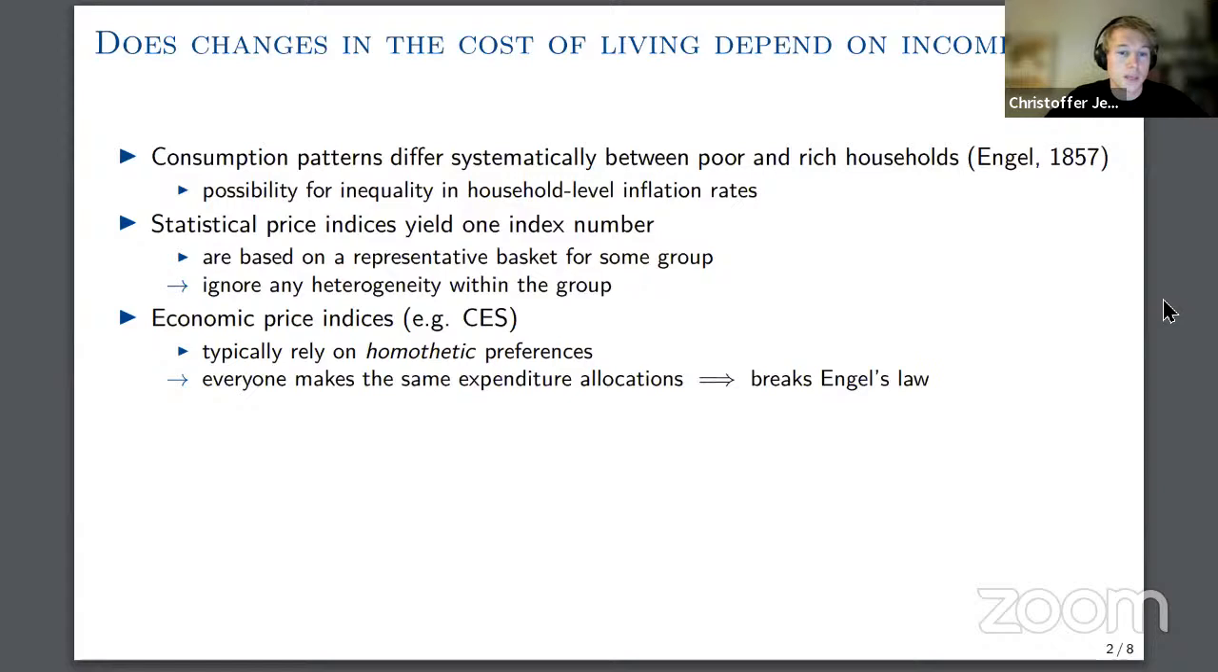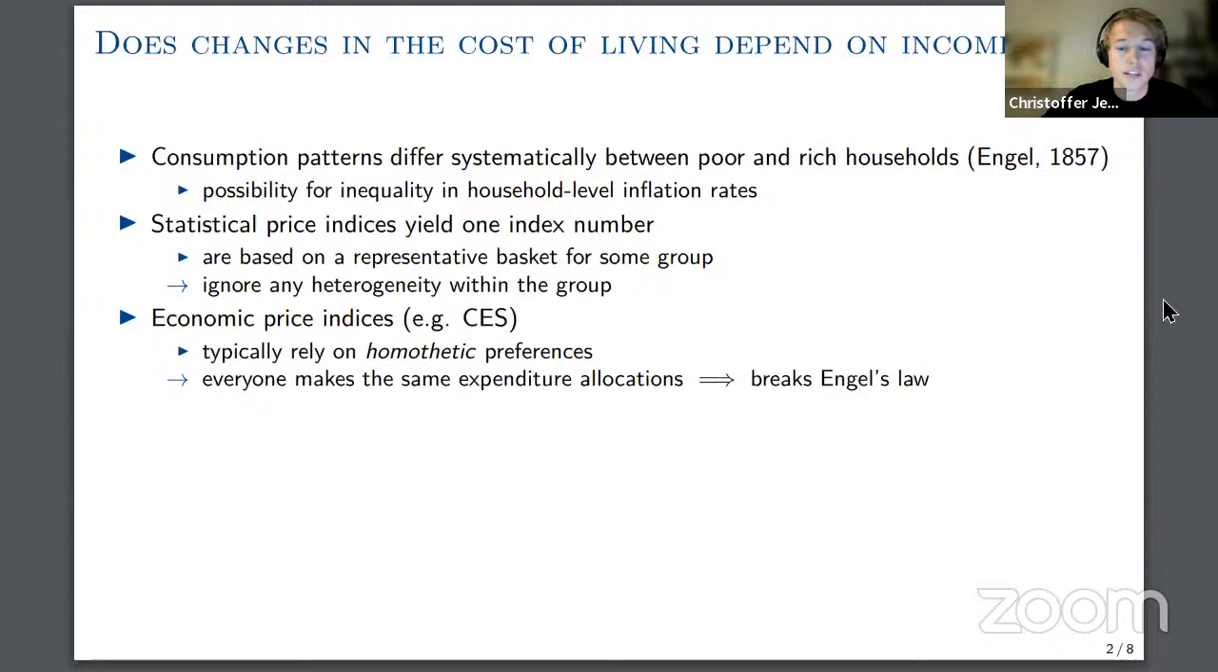But this assumption implies that everyone makes the same expenditure allocations, and this immediately breaks with the observations made by Engel. So to get at the question that we ask in this paper, we need to go beyond the conventional methods used for measuring inflation.